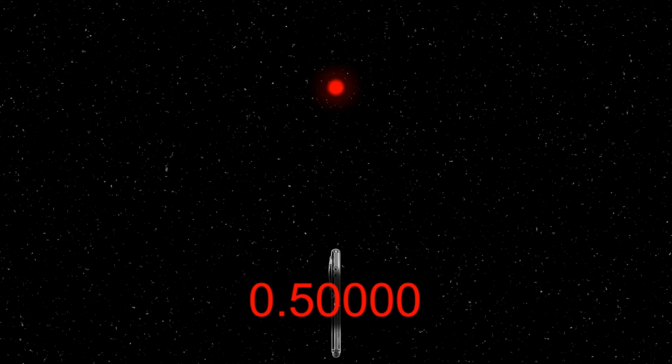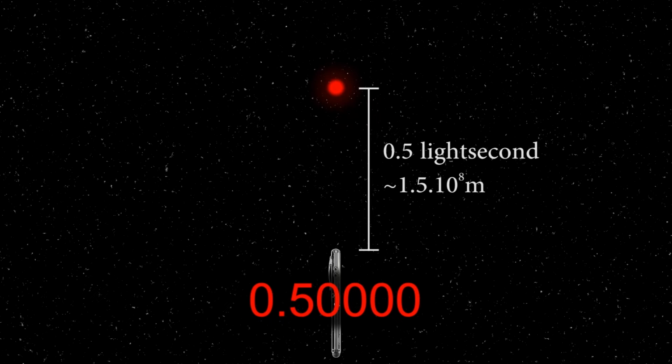Now if we take a freeze frame at half a second on the clock, the light particle obviously has traveled for half a second also. Since it's traveling at the speed of light, which is 300,000 kilometers per second, after half a second the light photon will have traveled 150,000 kilometers, or 150 million meters, which is also called half a light second.